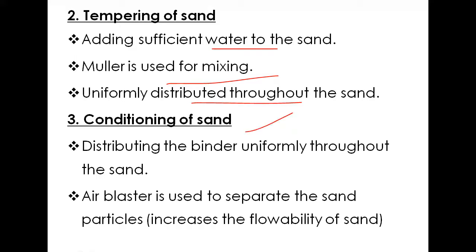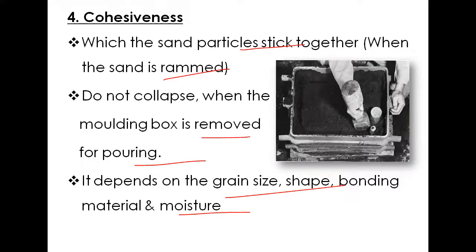The last one is conditioning of sand, distributing the binder uniformly throughout the sand. An air blaster is used to separate the sand particles and increase the flowability. Flowability is already said to be one of the properties of molding sand. With the support of the air blaster, the particles come out separately. These particles then help to stick together because the molding sand has the cohesiveness property.